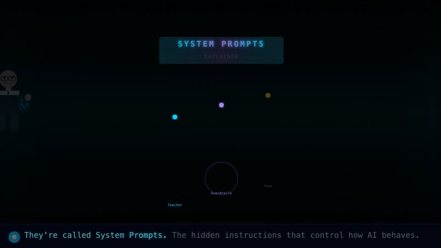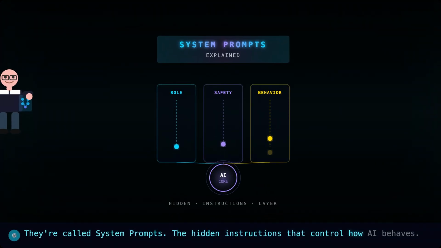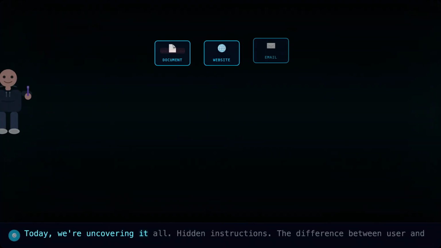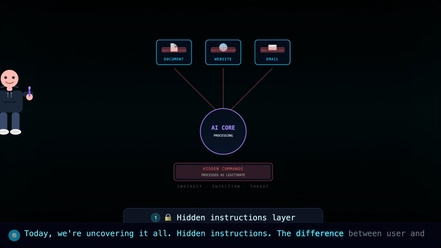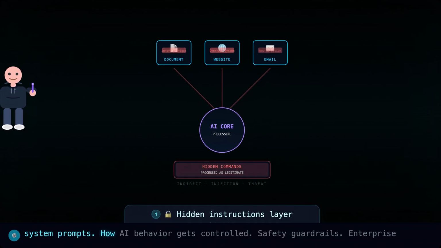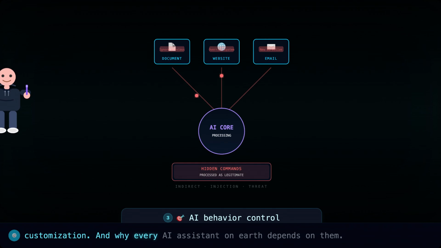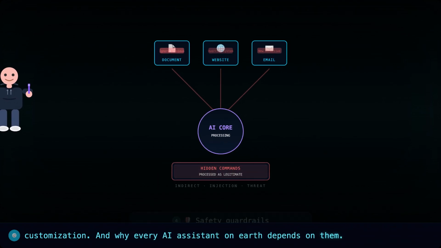They're called system prompts. The hidden instructions that control how AI behaves. Every time. Today, we're uncovering it all. Hidden instructions. The difference between user and system prompts. How AI behavior gets controlled. Safety guardrails. Enterprise customization. And why every AI assistant on Earth depends on them.